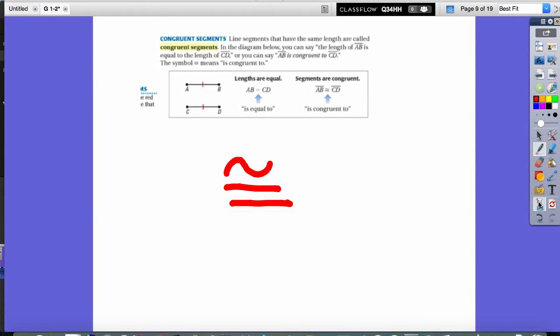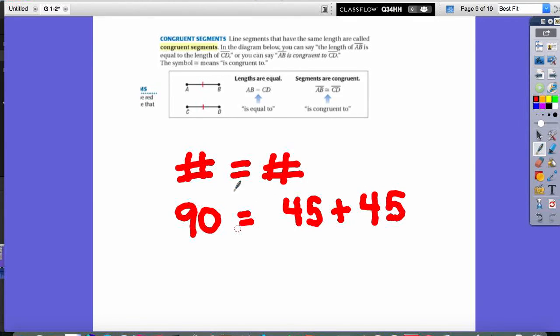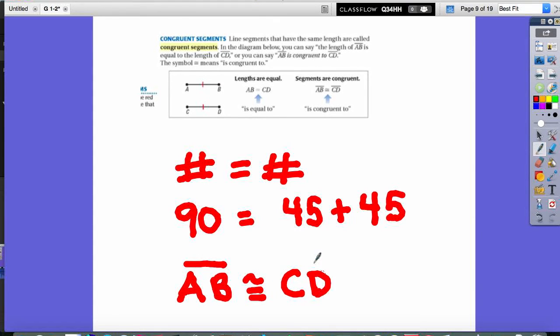means congruent. In this class, you will see that a number would be equal to a number. So if I would say 90 is equal to 45 plus 45, that's when I would use the term equal. But if I am talking about a segment, I would say here that segment AB is congruent to segment CD. These marks here show that it's congruent.